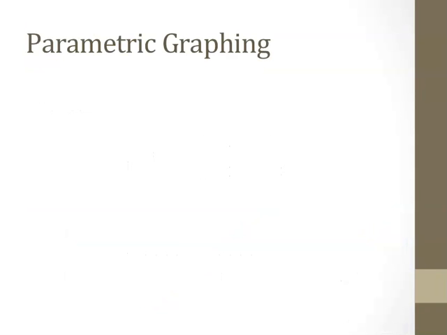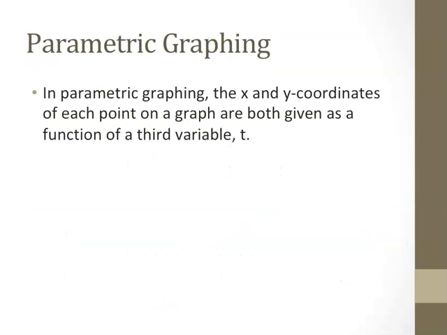Now let's talk about parametric graphing. In parametric graphing, we have x and y coordinates of each point on the graph that are defined by a third variable, which we call t. We call t a parameter, hence parametric graphing. Normally, the way that we have been graphing is that y is always dependent on x, and x is the independent variable. But now both x and y are going to depend on the parameter t.